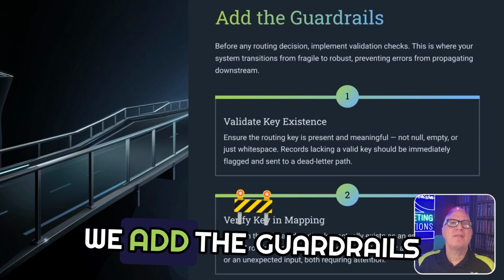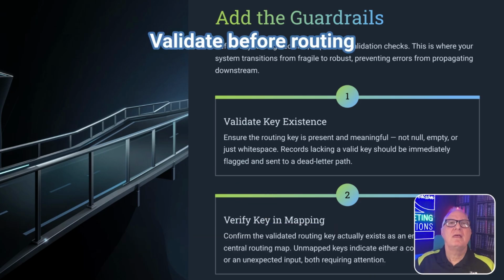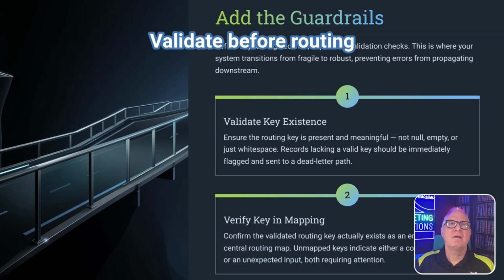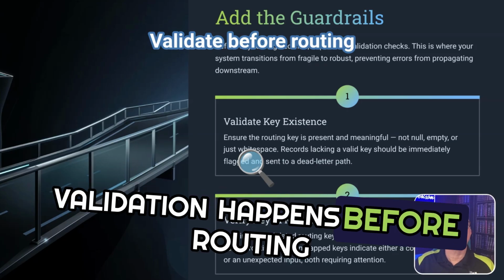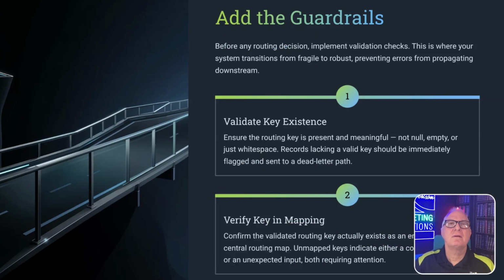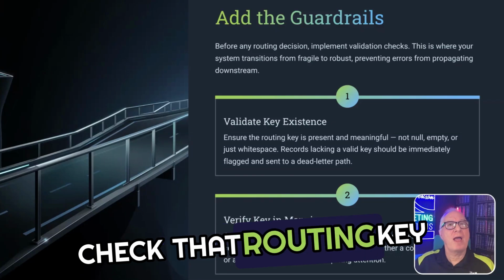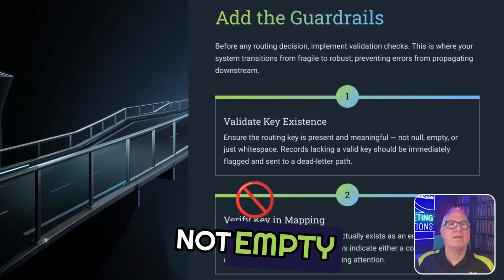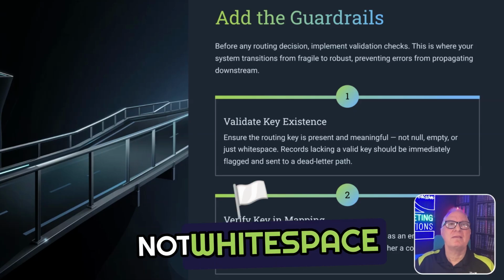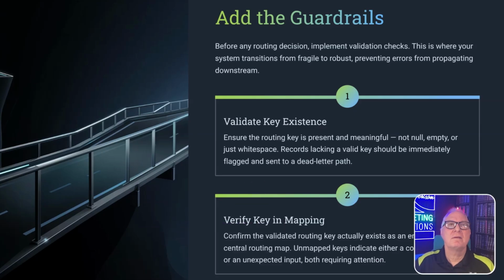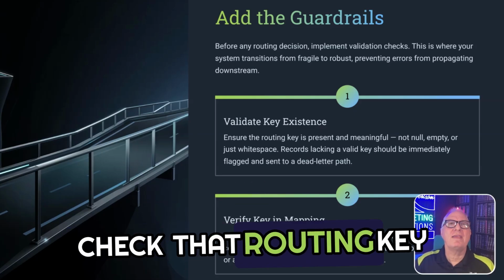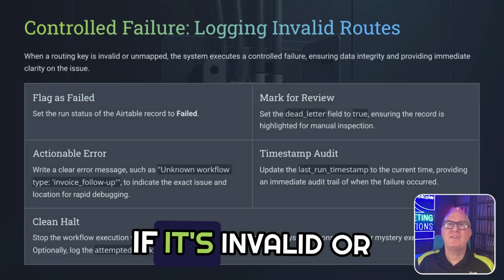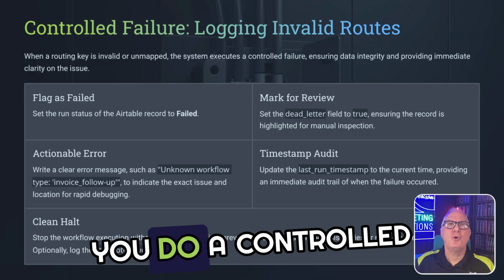Now, we add the guardrails. This is where systems stop being fragile. Validation happens before routing. Check that routing key exists. Not null, not empty, not white space. Then, check that routing key exists in your mapping. If it's invalid or unmapped, you do a controlled failure.